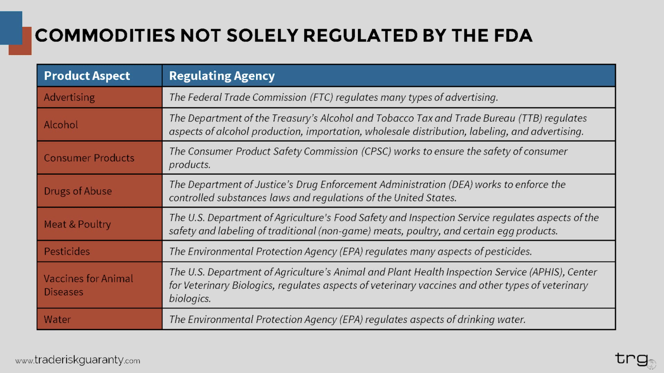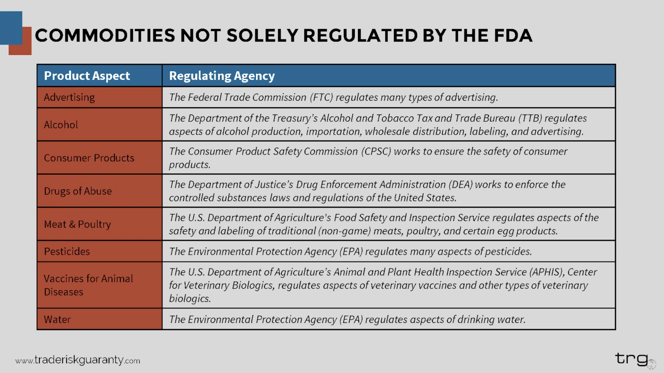Vaccines for animal diseases. The U.S. Department of Agriculture's Animal and Plant Health Inspection Service, the APHIS, Center for Veterinary Biologics. They regulate aspects of veterinary vaccines and other types of veterinary biologics.